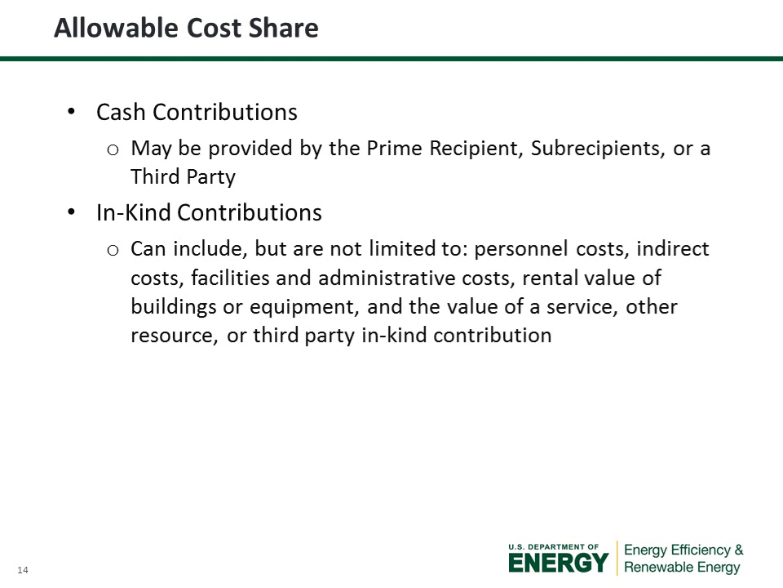So another issue that is at times cause for some confusion is allowable cost share. Cash contributions obviously may be provided by the prime recipient, subrecipient, or a third party, and those are obviously allowable. In-kind contributions can also be allowable and include, but are not limited to, personnel cost, indirect costs, facilities and administrative costs, rental value of buildings or equipment, and the value of a service, other resource, or third-party in-kind contribution. So these in-kind contributions can take many forms, each of which must be assigned a dollar value to be included in the budget.